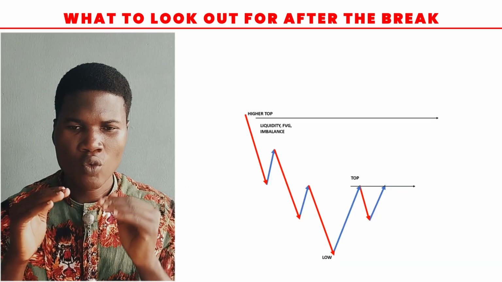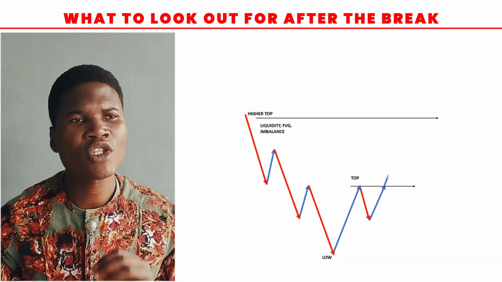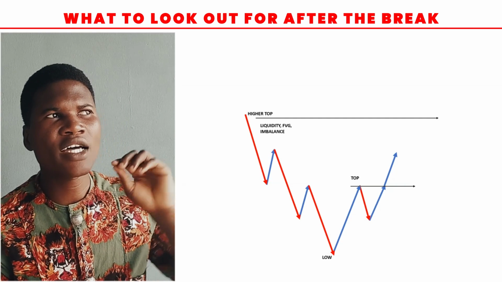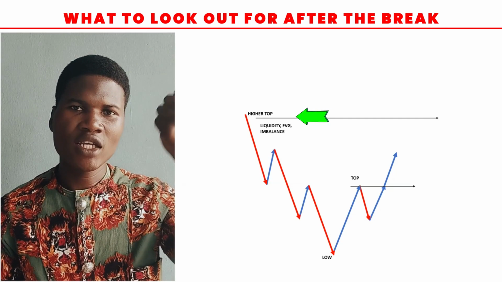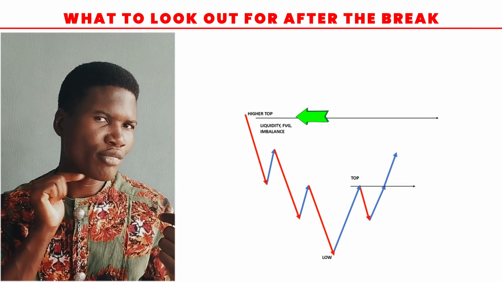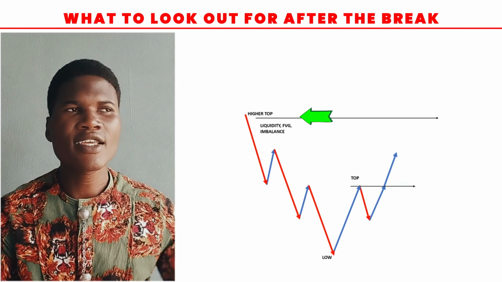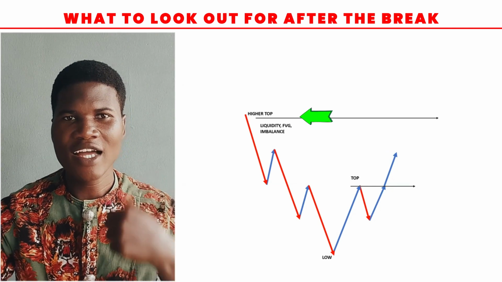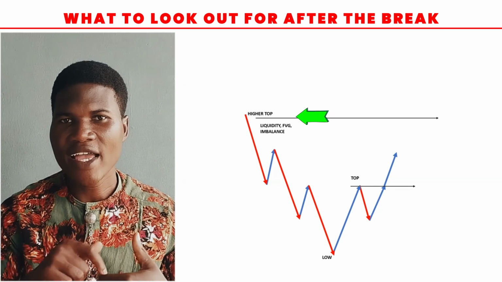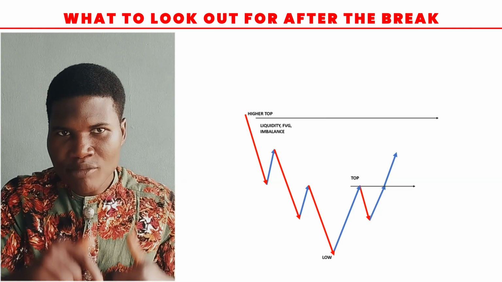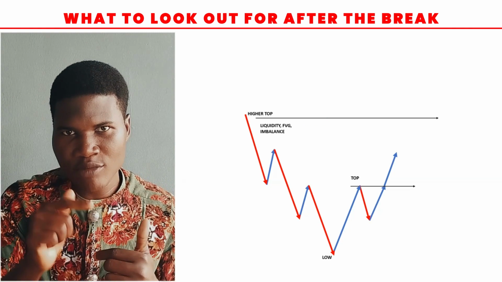All right. So when the market breaks, you don't just buy or sell at a break. No, you don't just buy or sell at a break. That's not what you do. But rather, when the market breaks, you begin to observe, is there another high, another top that is higher than this current one being broken? Is there another high, another top that is higher than this current high being broken?